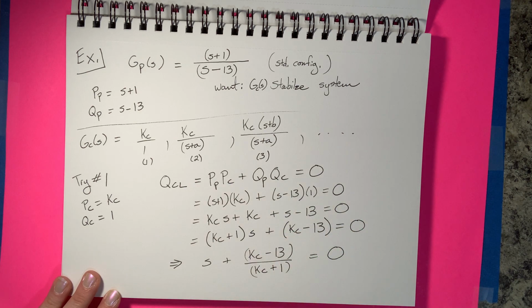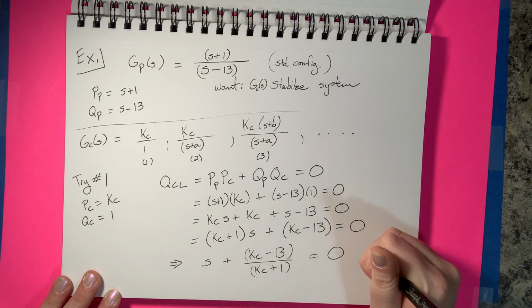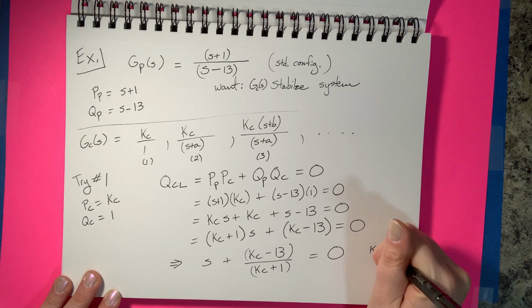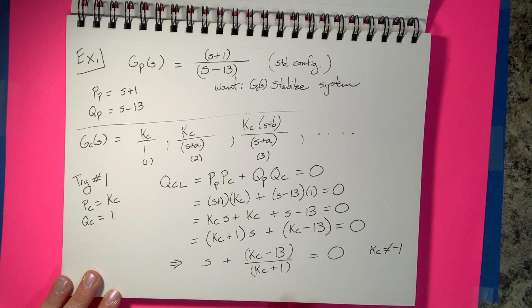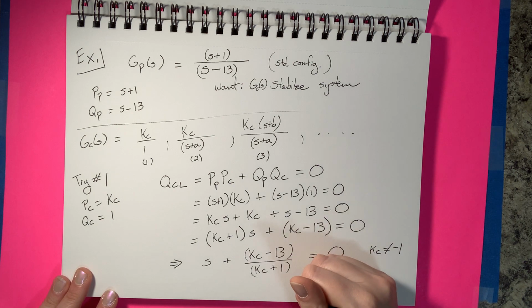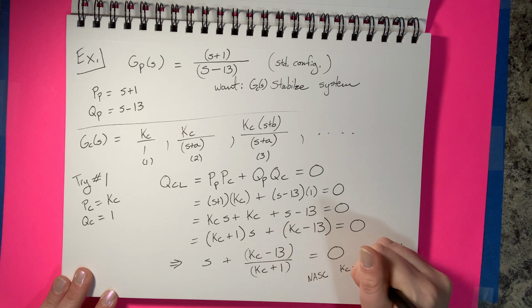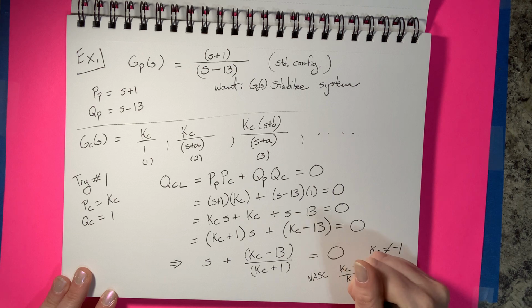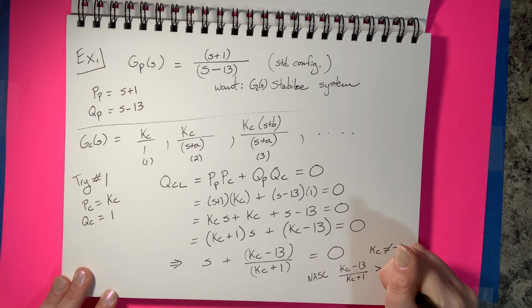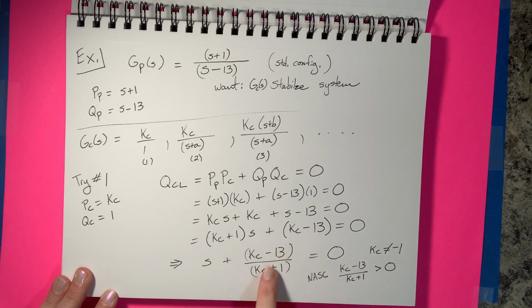Okay, and that's still set equal to 0, because if we divide through by KC plus 1 over here, provided that KC is not negative 1, we do have to write that, because we don't want to break the rules of mathematics and divide by 0 there. So we know now that for the necessary and sufficient conditions we have to have KC minus 13 over KC plus 1 that is greater than 0. So this has to be a positive value right here. So we can come up with a KC that works.